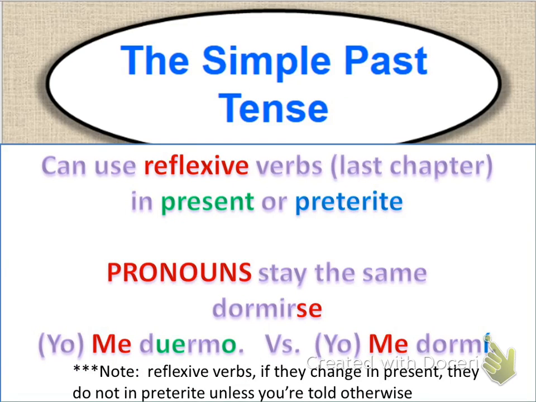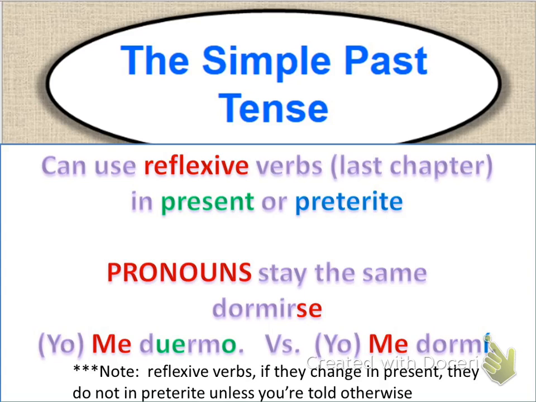In the simple past tense, which we just learned last chapter, we treat every verb as a regular verb until we figure out that there's something different about it. Dormirse, we'll learn later in this chapter, will be a basement verb. It will change on the bottom two forms. But here in this example, in the yo form, you can see what changes.